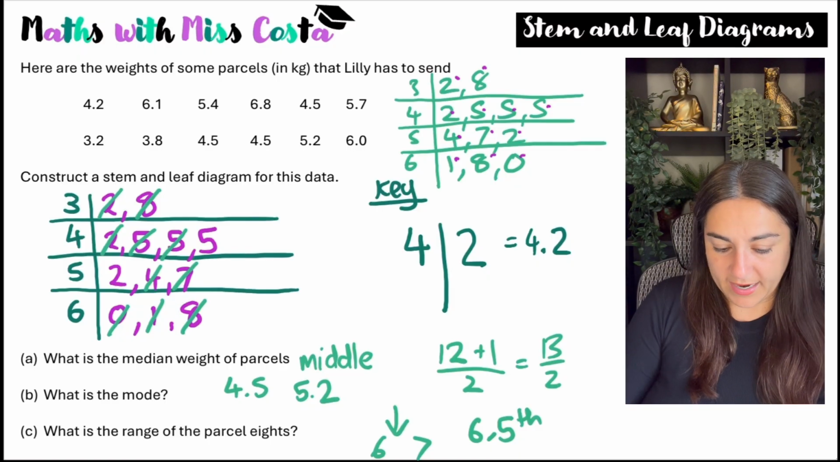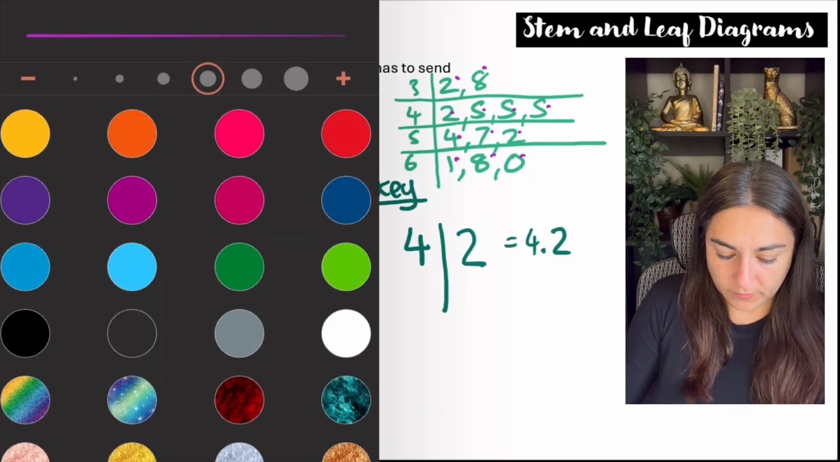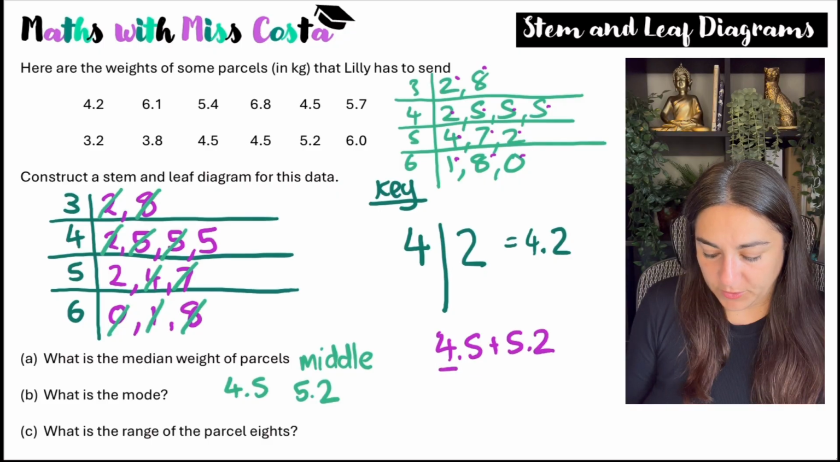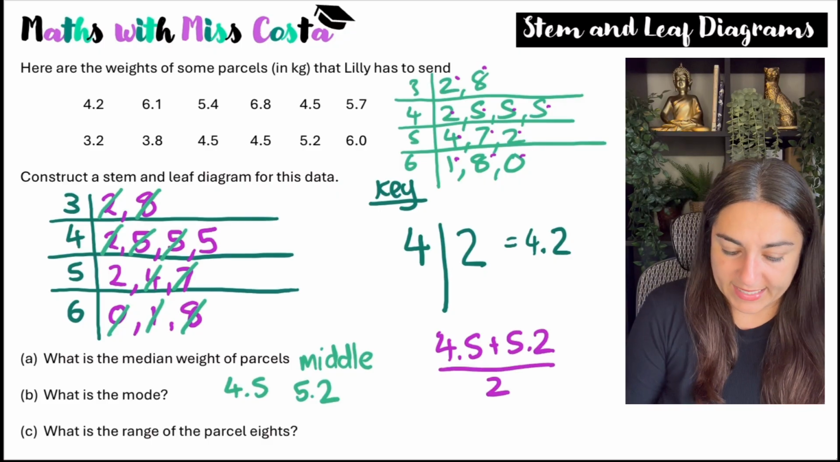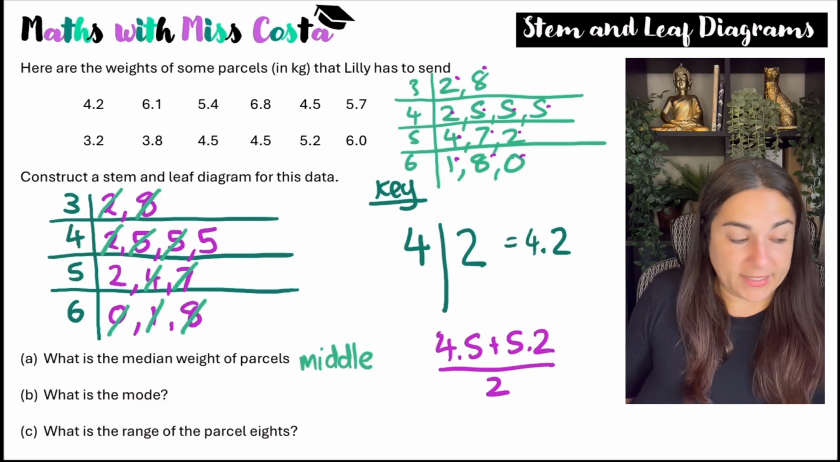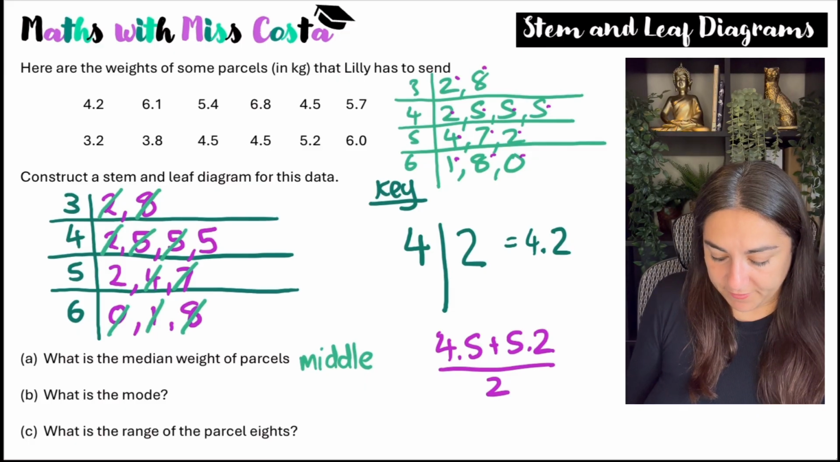And the way you work out the median is you add the values together and you divide by 2. Whenever you're trying to work out the middle of anything, you add the 2 values together and you divide by 2. So 4.5 plus 5.2 gives me 9.7.